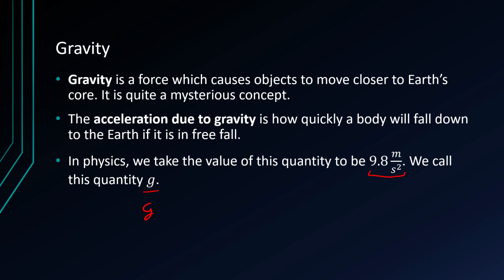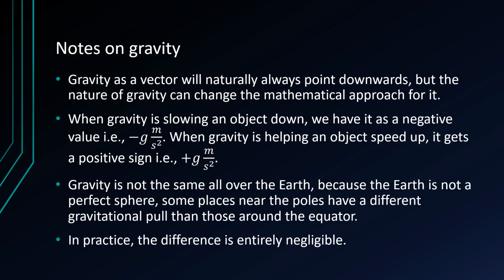Now, there are a couple of assumptions that we have to go off of and little tidbits on gravity. So, gravity as a vector will naturally always point downwards when an object is in motion. The nature of gravity can change the mathematical approach for it. So, no matter if an object is moving up or down in a gravitational field, the gravitational vector will always act downwards. We will note this as mg when we get to forces, but for now we can just discount the mass and just have the acceleration vector downwards as g.